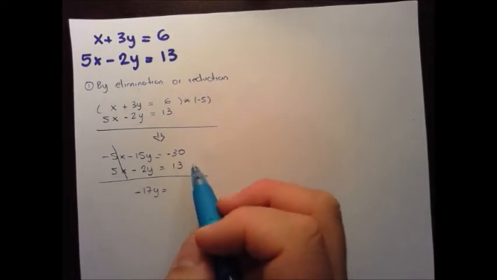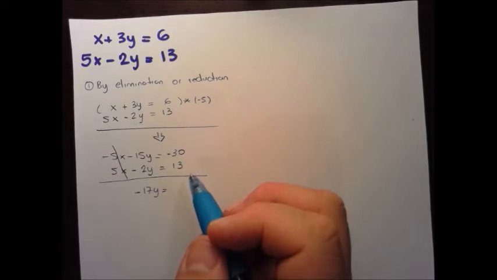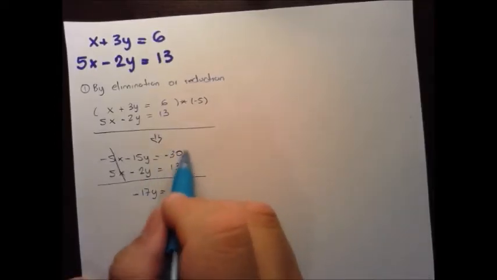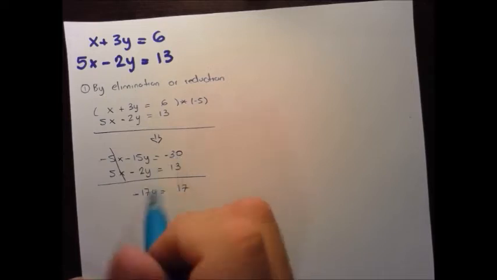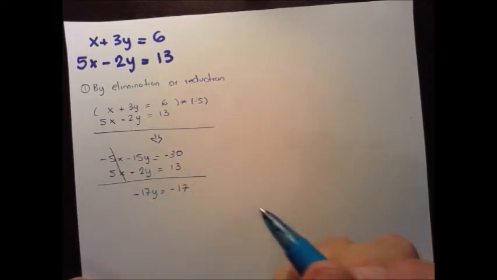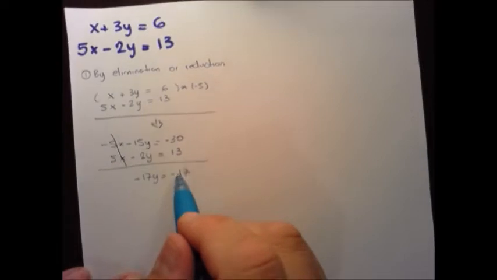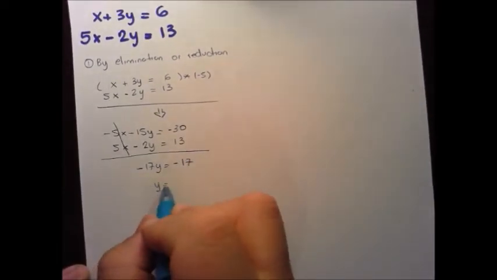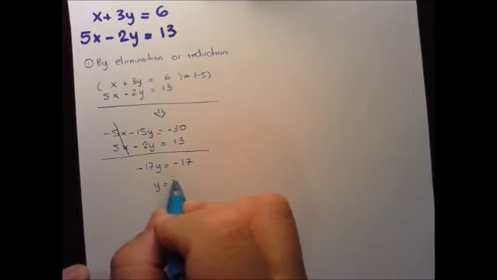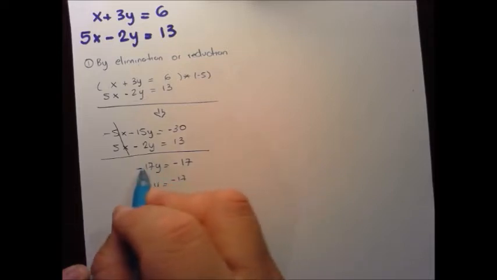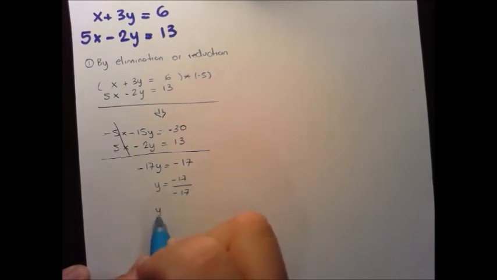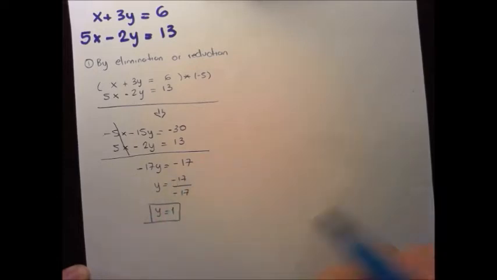If I reduce 30 minus 13, it's going to be 16 also. But the biggest number is 30 with negative, so negative is going to be the sign of the answer. Okay, so here I'm just going to pass this 17, that is multiplying, to the other side dividing. So y is going to be just 1, positive, because minus over minus is positive.